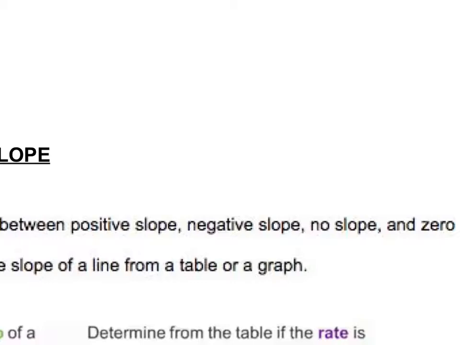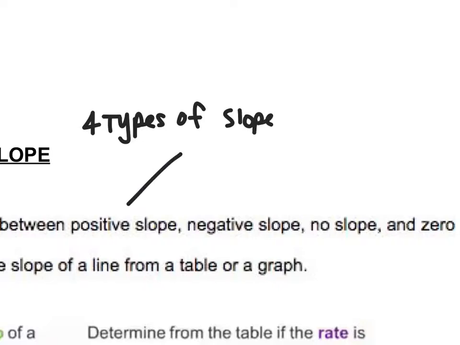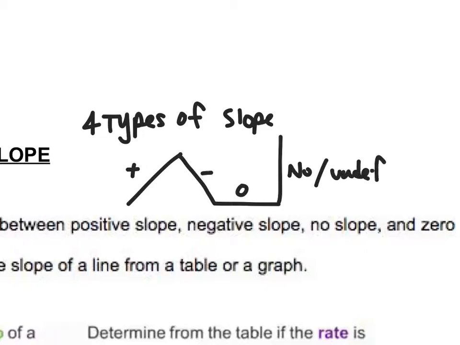So we have four different types of slope. You have a positive slope, you have a negative slope, you have zero slope, and you have no slope or undefined slope.